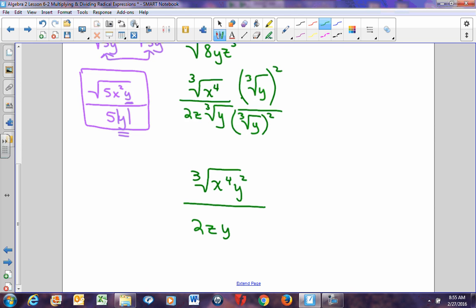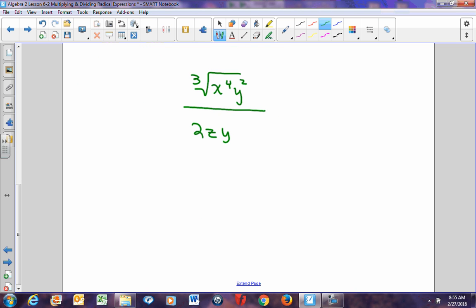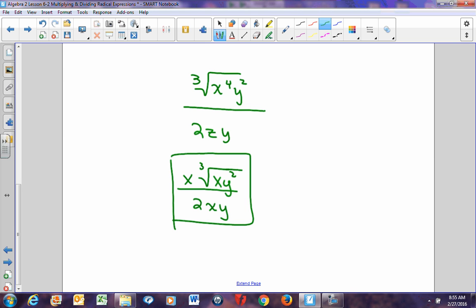So now I just need to simplify that top because I have that x to the 4th here. So I should simplify that. So x to the 4th becomes x cube roots of xy squared over 2xy. And we do not need any absolute value symbols because, yz. Why did I put an x in there? It's only me. I do this all the time. Okay, 2yz. Sorry about that. We do not need any absolute value symbols because we're working with an odd root.